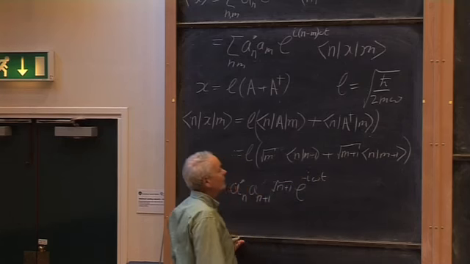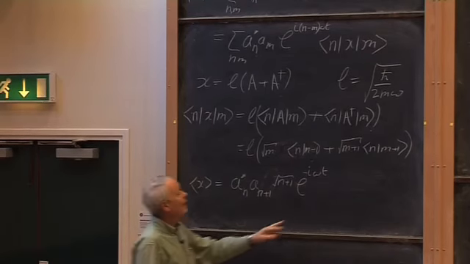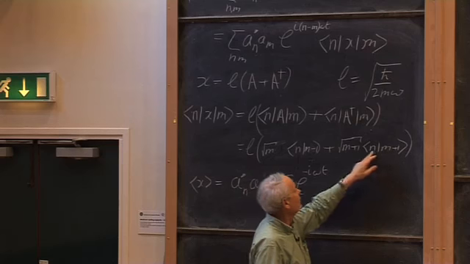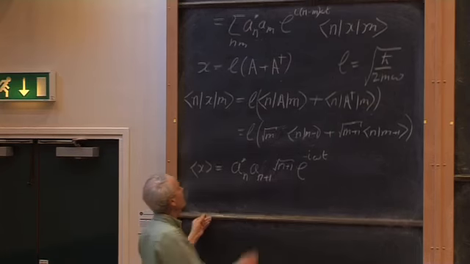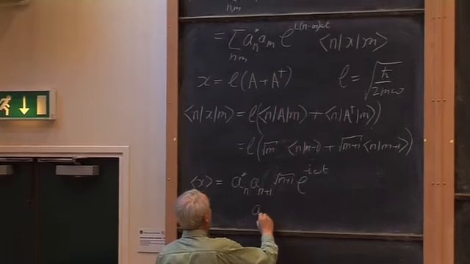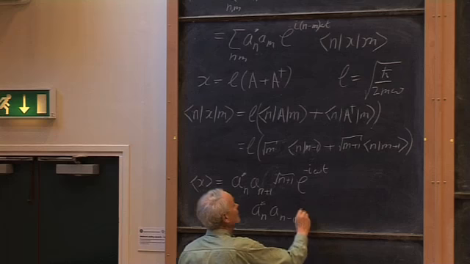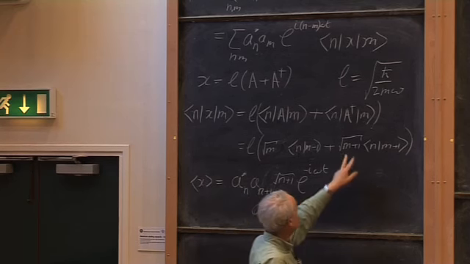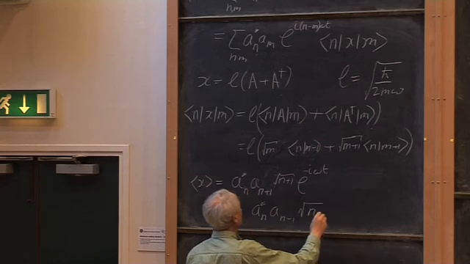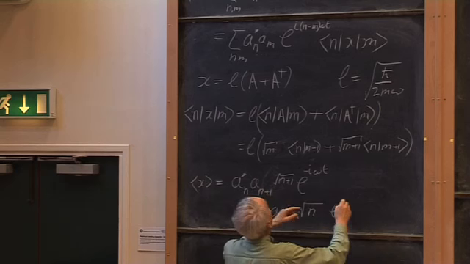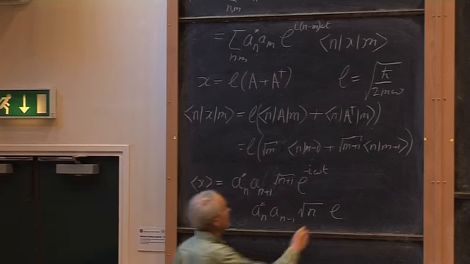And now we have to put the other term in. To get a non-zero contribution, m plus 1 is going to have to be n, so m is going to be n minus 1. So we get a_n star, a_(n-1), times the square root of n, and now m is smaller than n, so it's going to be e to the plus i omega t.